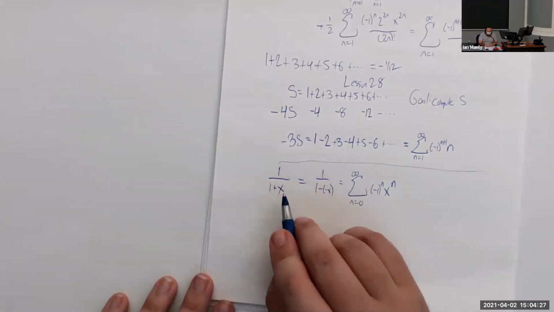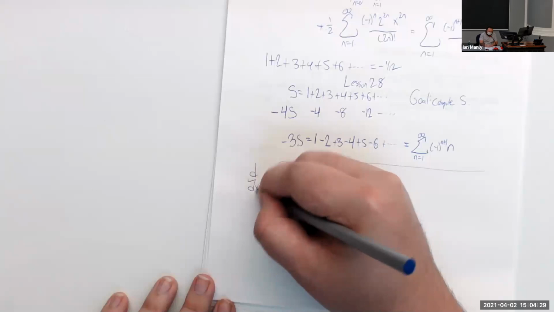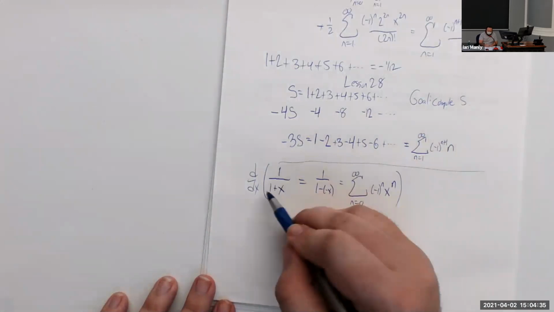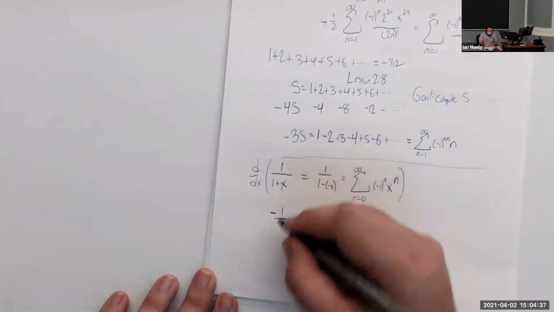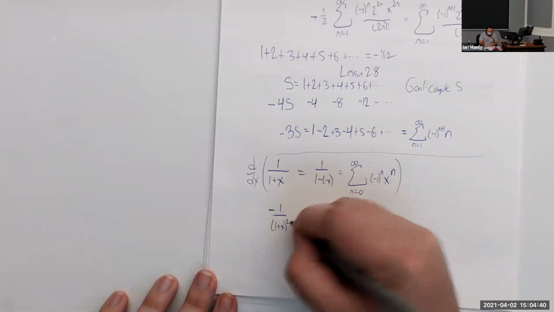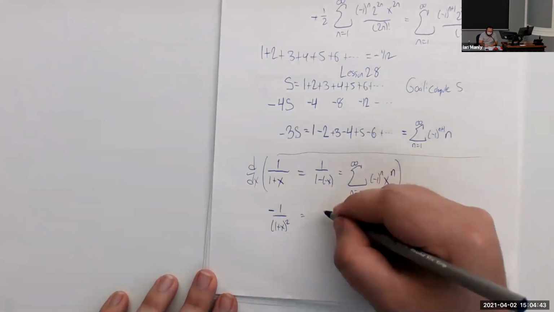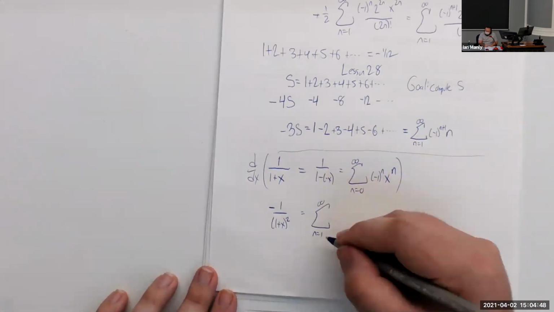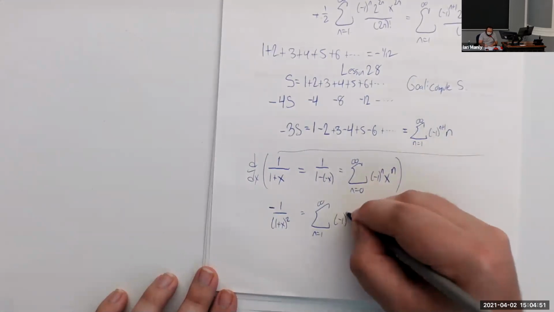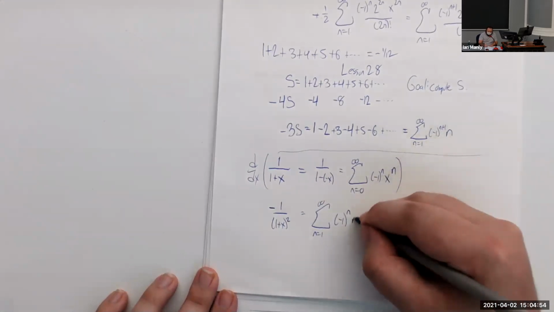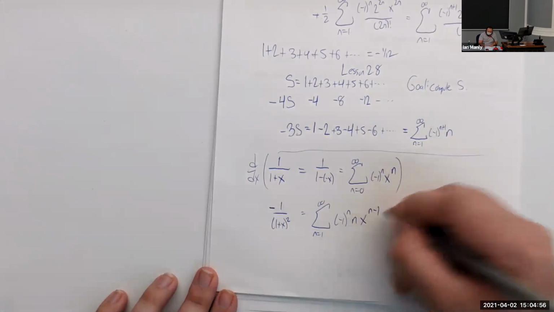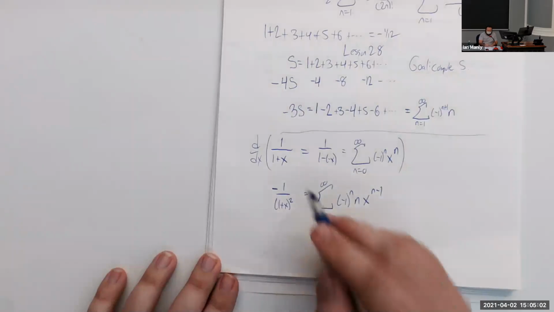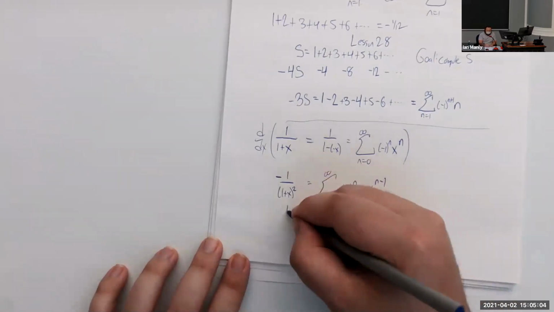Now, I'm going to take the derivative of this. So I'm going to do the derivative of both sides here. The derivative of 1 over 1 plus x, if I use the power rule, will be negative 1 over 1 plus x squared. Meanwhile, over here, if I do the power rule on this series, I raise my index because I do a derivative here. I have negative 1 to the n, and I bring my n down. I have x to the n minus 1. And then finally, I'm going to multiply both sides by negative 1. So negative 1 times negative 1 will be positive 1.